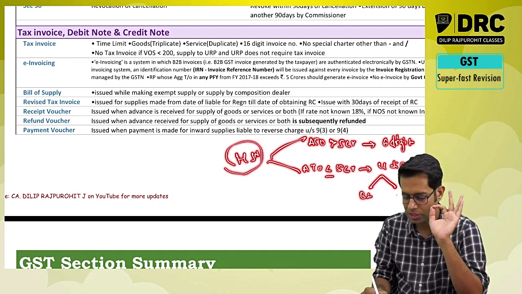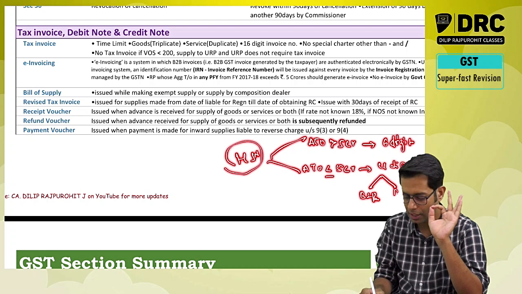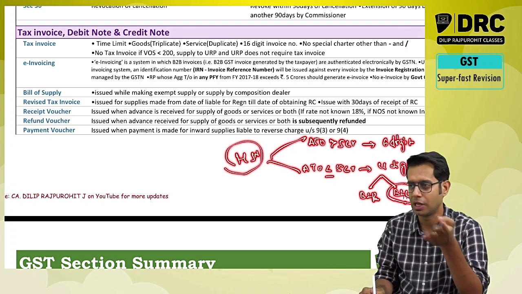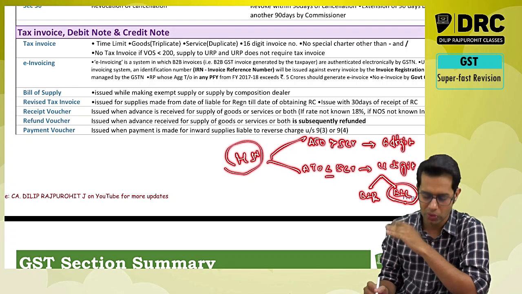In case of B2B supplies, you must compulsorily mention the 4-digit code. In case of B2C supplies, it is optional. If you feel like mentioning a 4-digit code, you mention it, or else you can ignore it.